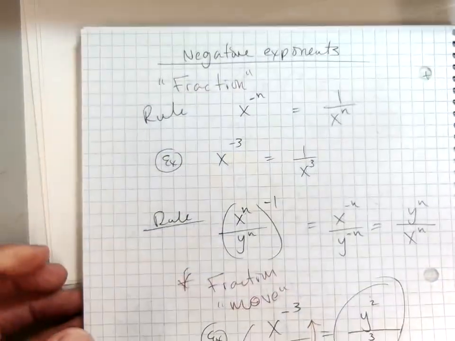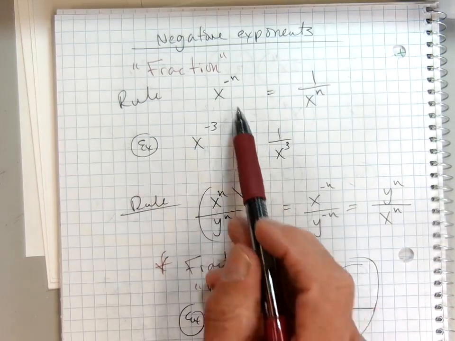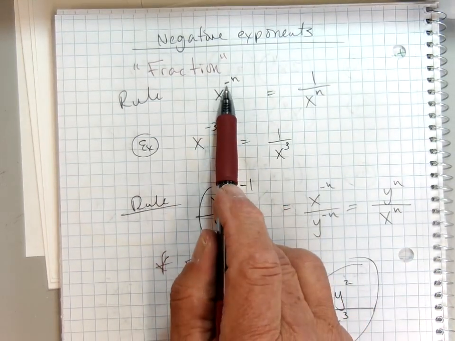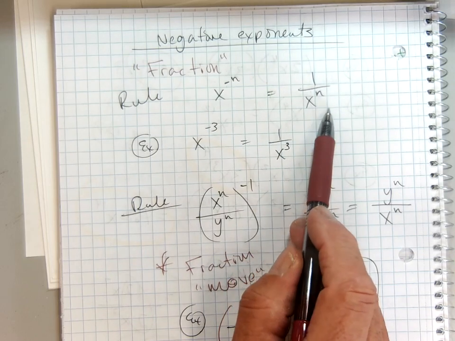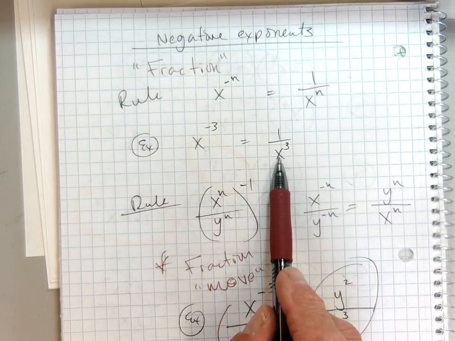We talked about negative exponents. I said, okay, negative exponents. Those are in the wrong place. If you see a negative exponent, think fraction. So x to the negative n is really 1 over x to the n. X to the negative 3 then would be 1 over x to the 3.